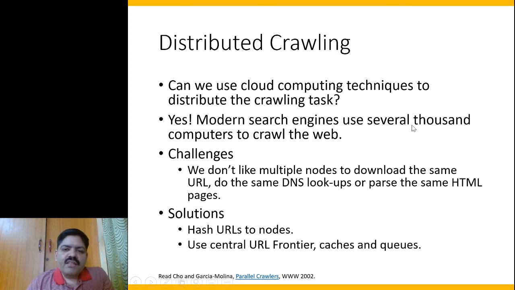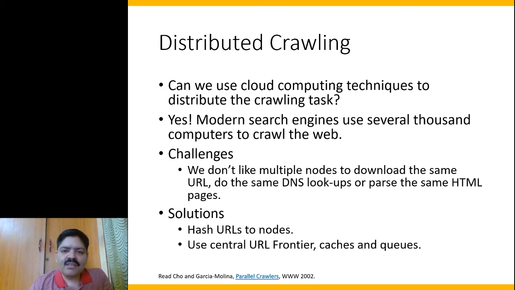Okay, given the scale of the crawling, we no more use a single machine to do the crawl. Although with a single machine you could crawl a large number of websites, still, if you're talking at web scale, we would like to go distributed. Now, the question is, can we use cloud computing techniques to distribute this crawling task? Most modern search engines use several thousand computers to crawl the web. But then the more you get distributed, you have new challenges now.